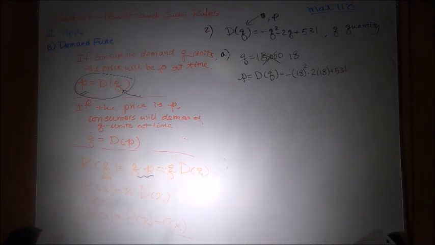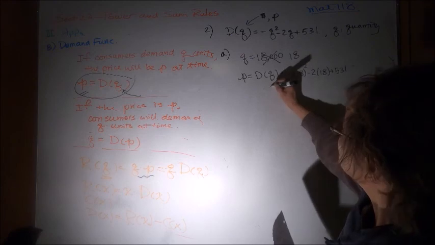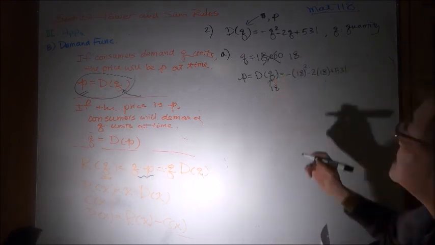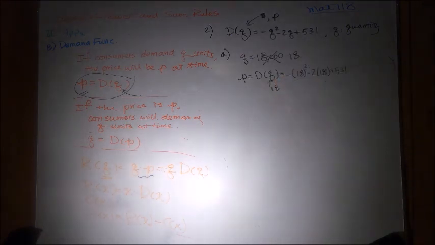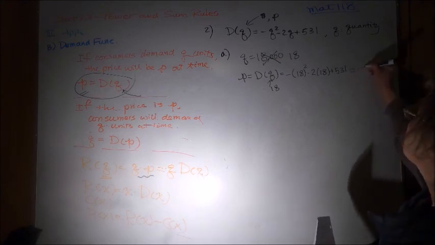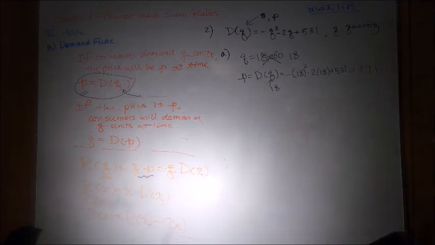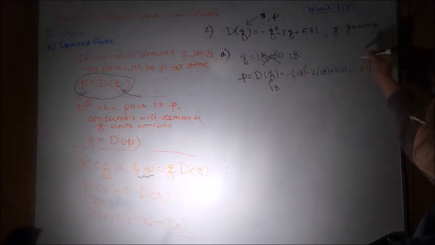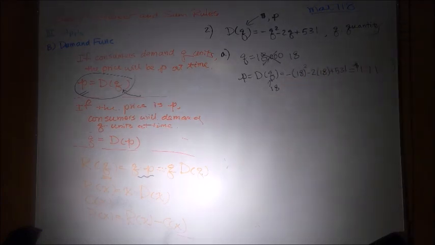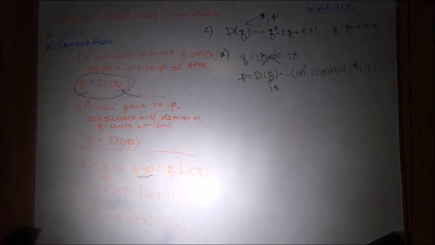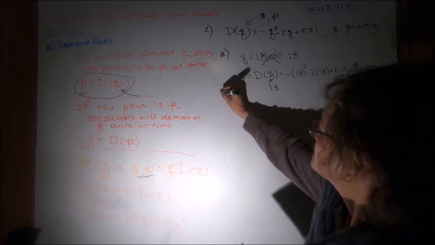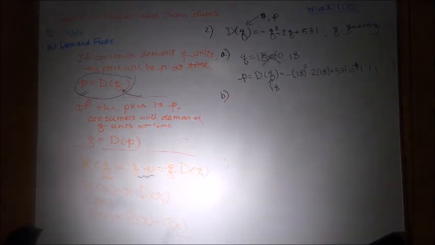Okay, so that would be D of Q. Q is 18 right now. So when we plug in, it ends up 171. What is 171? It is your price, item price. That's what it means. Okay, so next one.